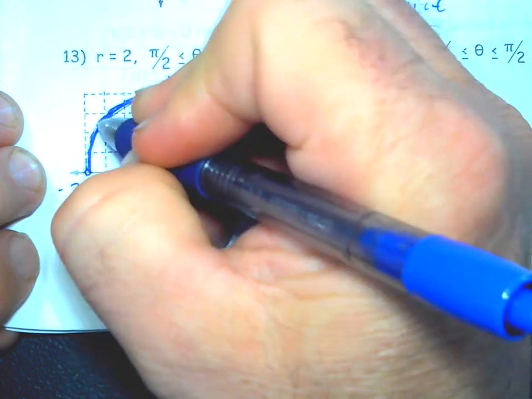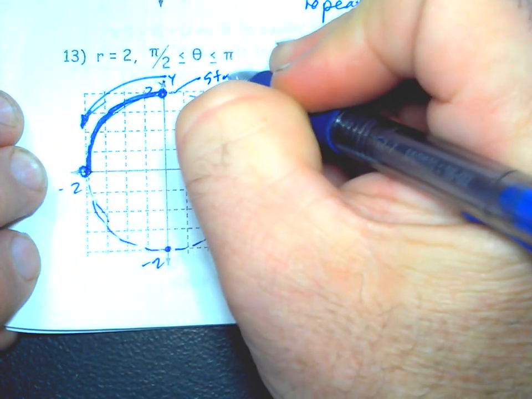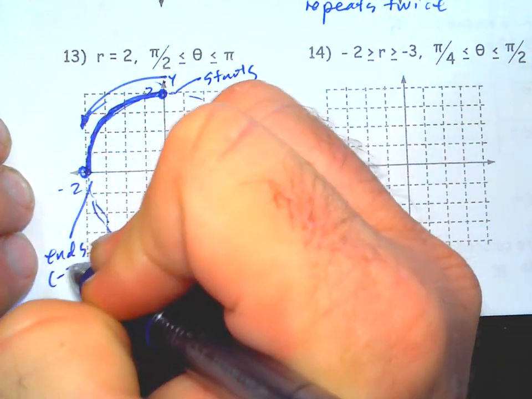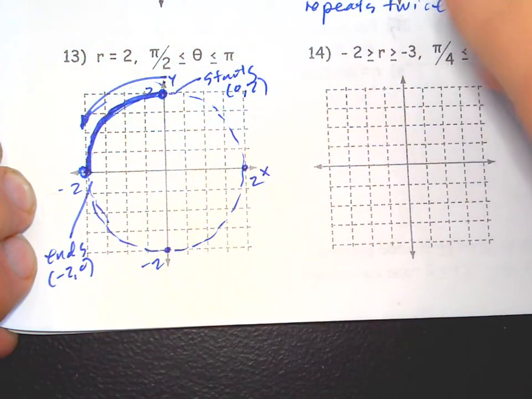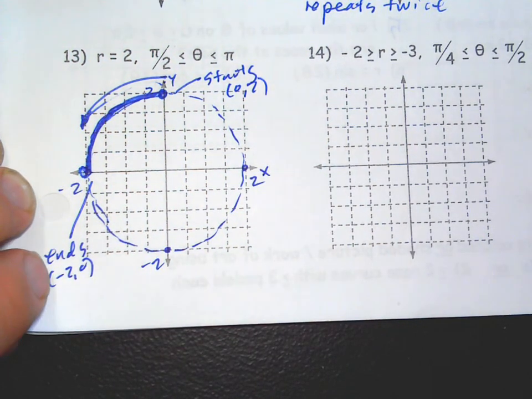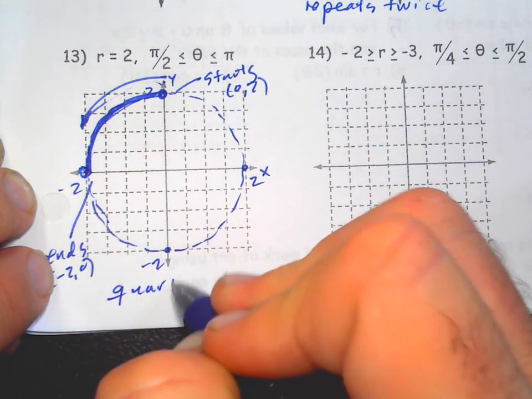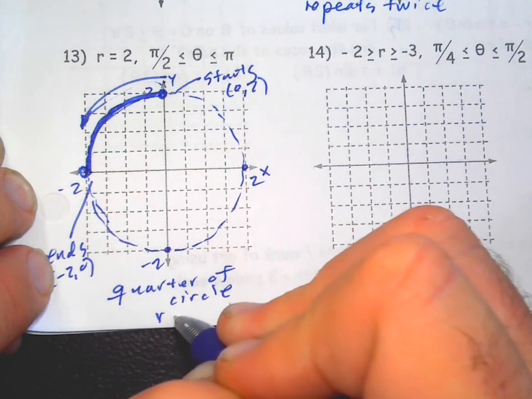of the graph. And it starts at pi over 2, so it starts there and it goes in that direction. So it starts here and it ends here. So kind of interesting. So it's a quarter of a circle with a radius of 2.